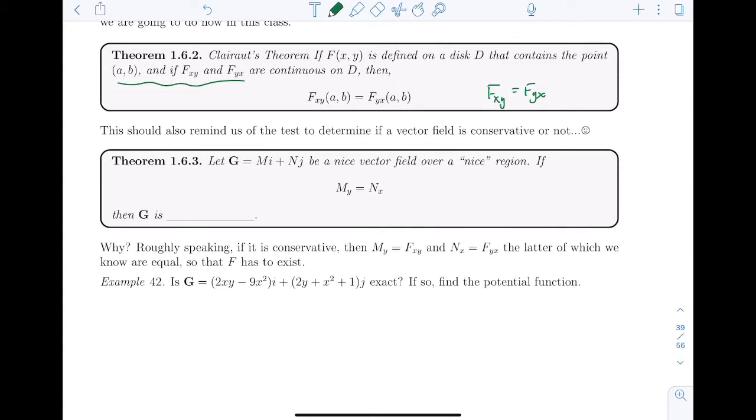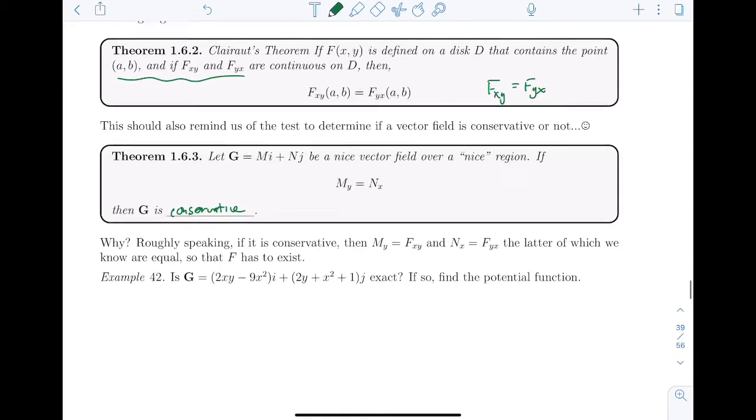Okay, here we go. The last thing is the test for a vector field being conservative or not. So we had the definition of when it was conservative, but here we go. The test was, let G be this vector field over a nice region, all this kind of stuff. If My equals Nx, then G is conservative. Okay, so roughly speaking, what is going on here?